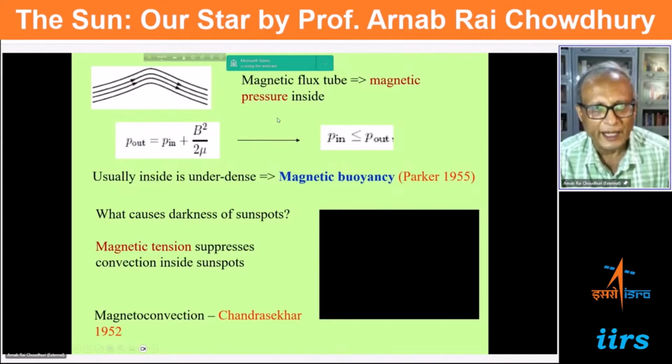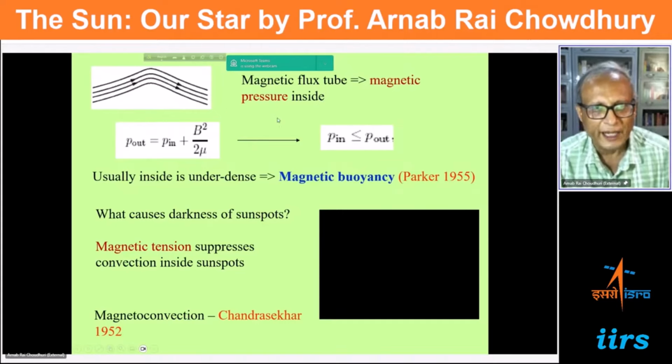And then this flux tube would be buoyant. This is called magnetic buoyancy, which was first pointed out by Parker in 1955. So because of this magnetic buoyancy, this toroidal magnetic field inside the sun may become buoyant and rise to the solar surface to produce these bipolar sunspots.